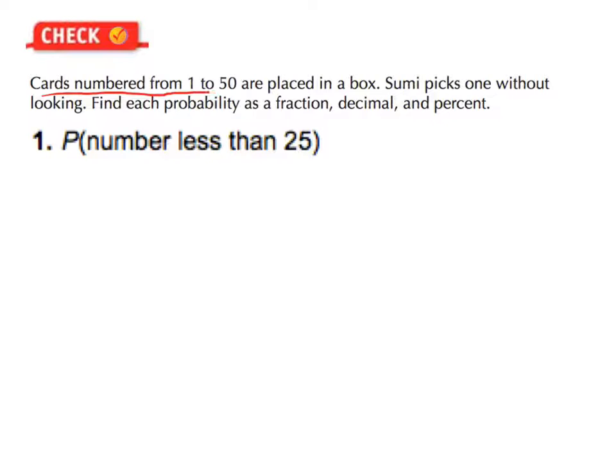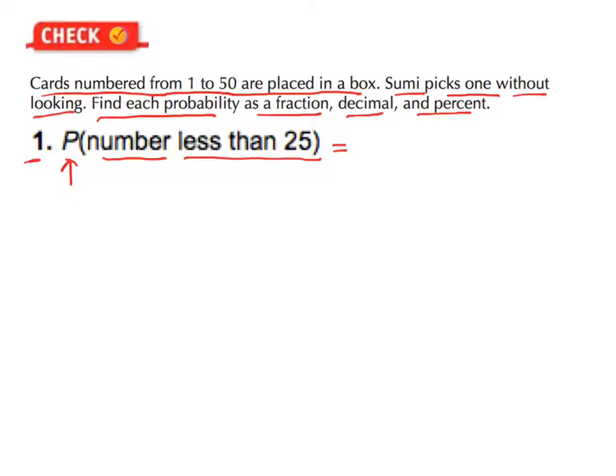Cards numbered from 1 to 50 are placed in a box. Sumi picks 1 without looking. Find each probability as a fraction, decimal, and percent. So let's look at the first question. The probability of picking up a number which is less than 25. So when we pick up the card, the number should be less than 25. First of all, what are the total number of outcomes? 50.